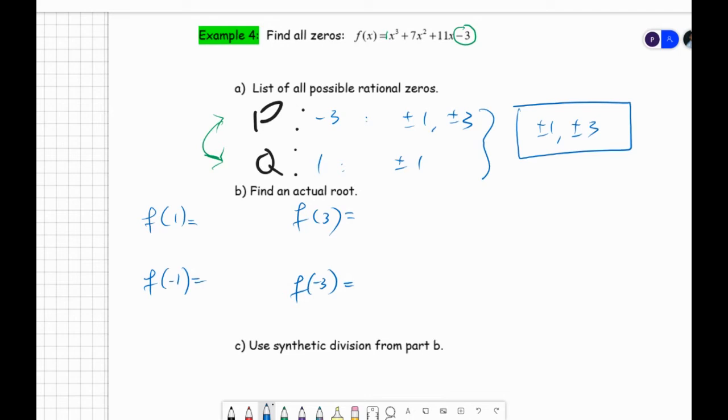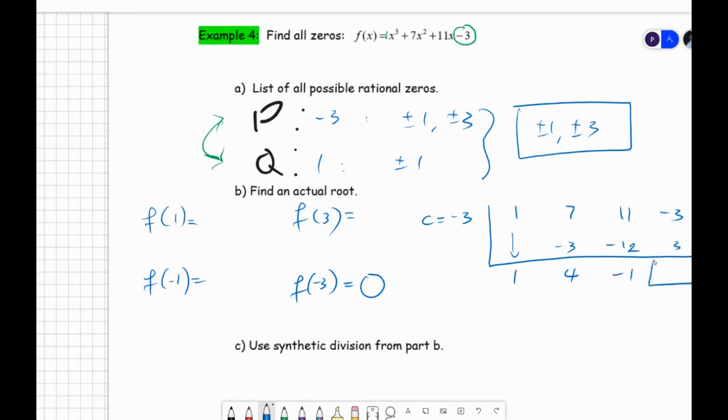It is -3. Okay, awesome, -3. So let's confirm that. To confirm that, we're going to use synthetic division. You have 1, 7, 11, -3. C equals -3. Okay, let's confirm this. And you're right. So that means that we now have a quadratic.